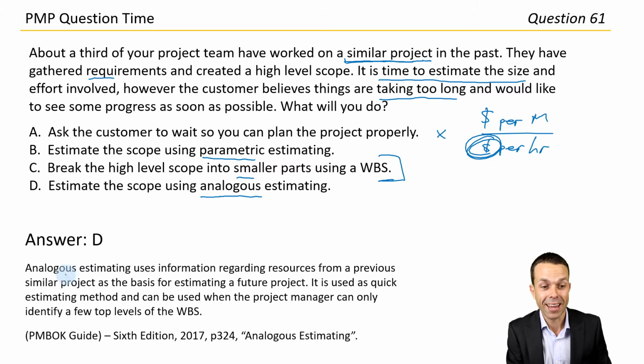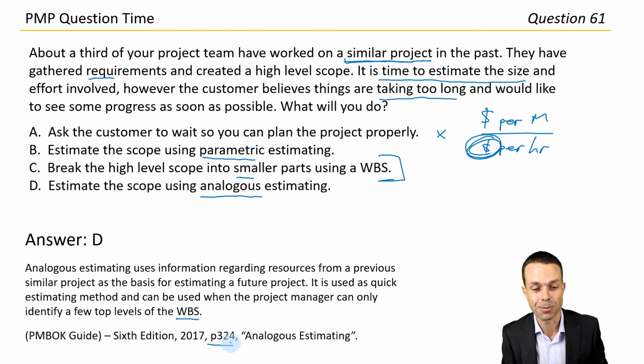And there it is. Analogous estimating uses information regarding resources from a previous similar project as the basis for estimating a future project. It's used as a quick estimating method and can be used when the project manager can only identify a few top levels of the work breakdown structure. So it's really high level, but it's also fast. And there it is, page 324 under analogous estimating in the PMP guide, 6th edition, which is a great guide on the waterfall processes with a little bit of agile thrown in there as well.